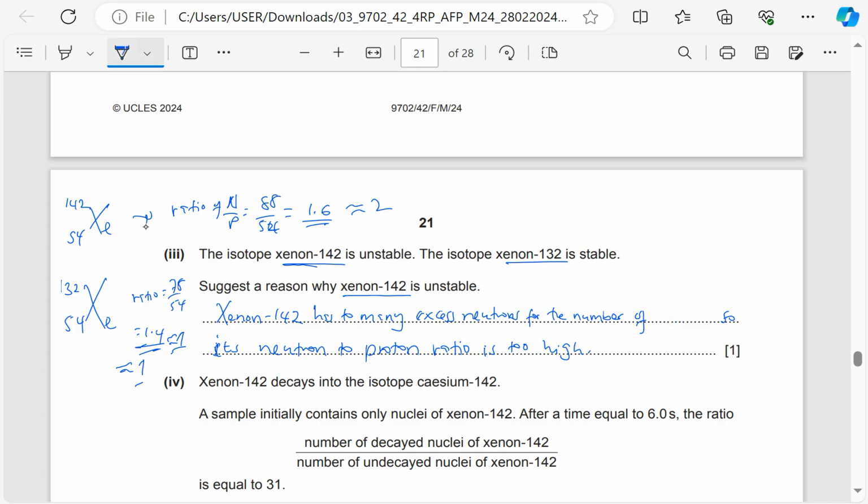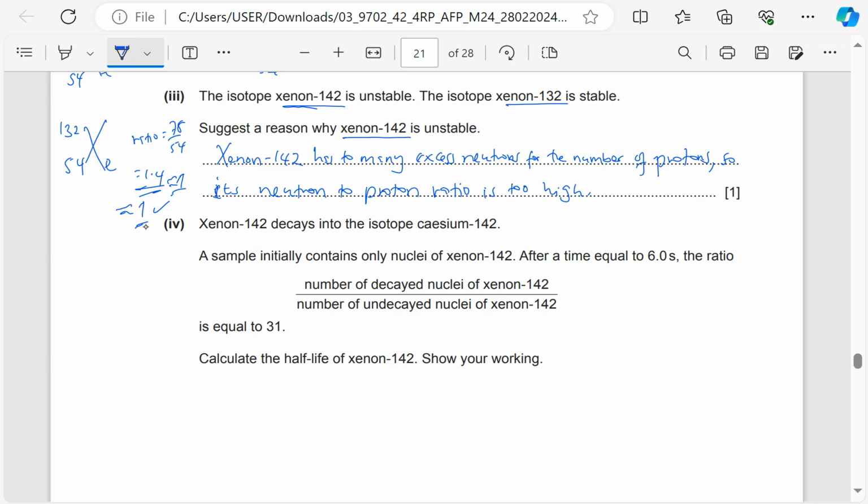For its number of protons, its neutron to proton ratio is too high. As we have seen, the other one is close to 2, this is close to 1. So the neutron to proton ratio for 142 is too high. Then xenon 142 decays into the isotope cesium 142.